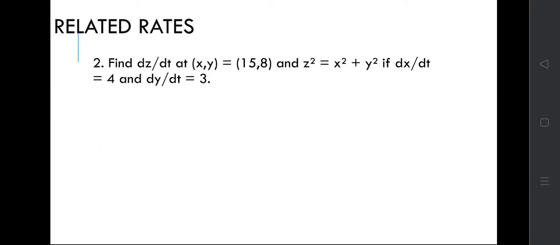So, next problem tayo. Find dz over dt at the coordinate x, y is equal to 15, 8, and z squared equals x squared plus y squared, if dx over dt is 4 and dy over dt is 3. So, medyo familiar yung objective function natin.